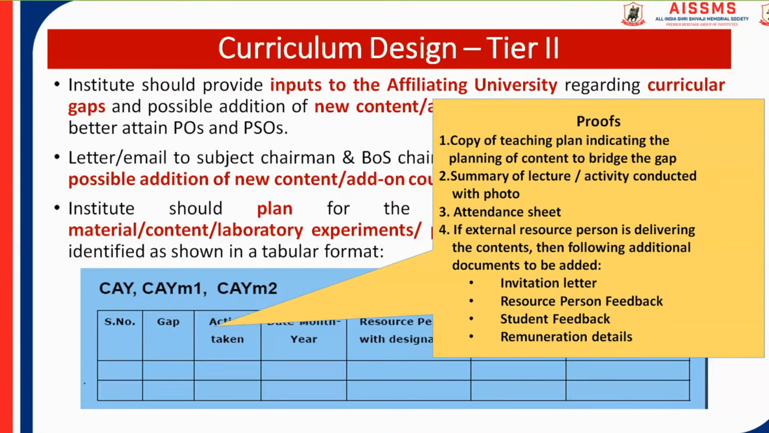gain some additional knowledge. And then if there are certain external resource persons coming to deliver certain contents, then you should have as a documentary proof the invitation letter given to them, the resource person's feedback, the students' feedback taken, and if you're giving certain remuneration to those resource persons, you should also have a documentary proof of this.